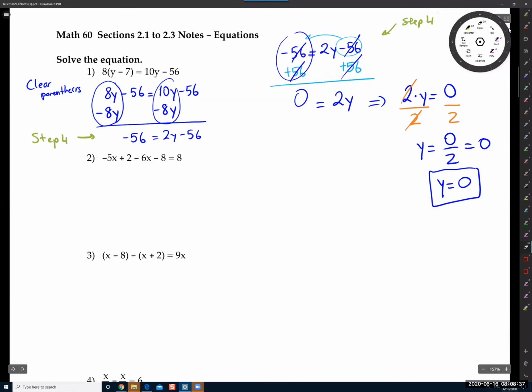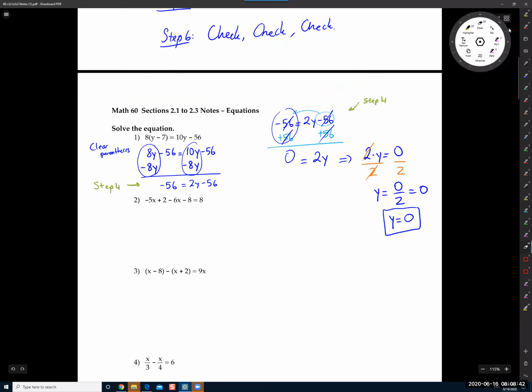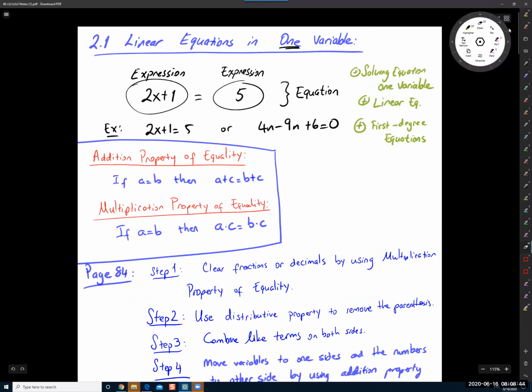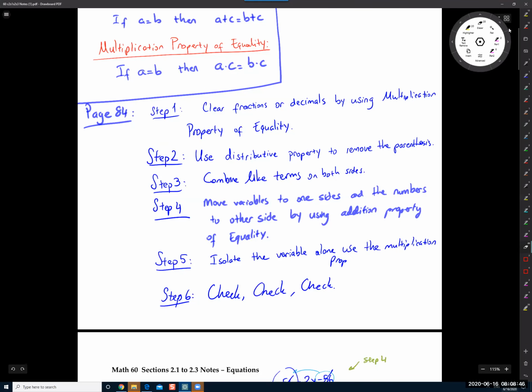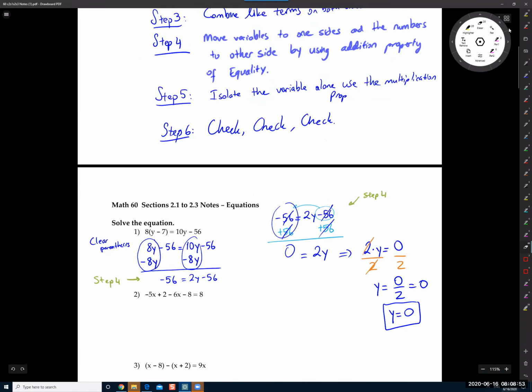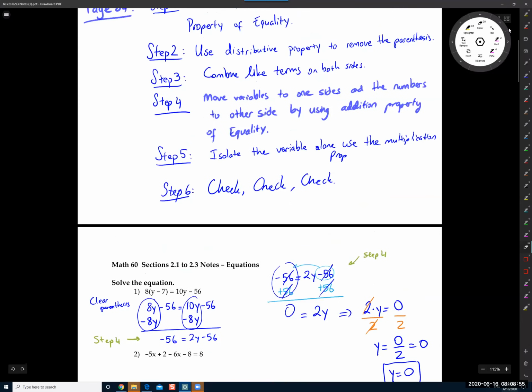We're going to solve this linear equation with one variable in it, number 2. And if you look at the steps again, either page 84, you can look at your textbook, or like I kind of summarize it with my own terms. Step 1, clear the fractions and decimals. Obviously, we don't have any fractions or decimals. We don't have to worry about that, step 1.